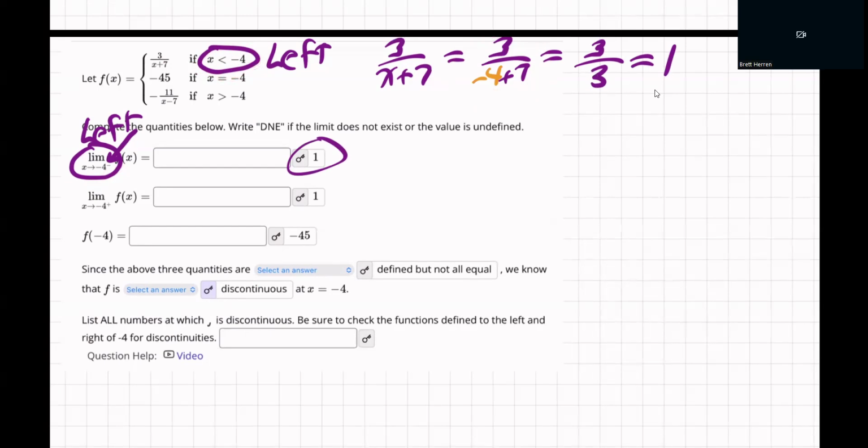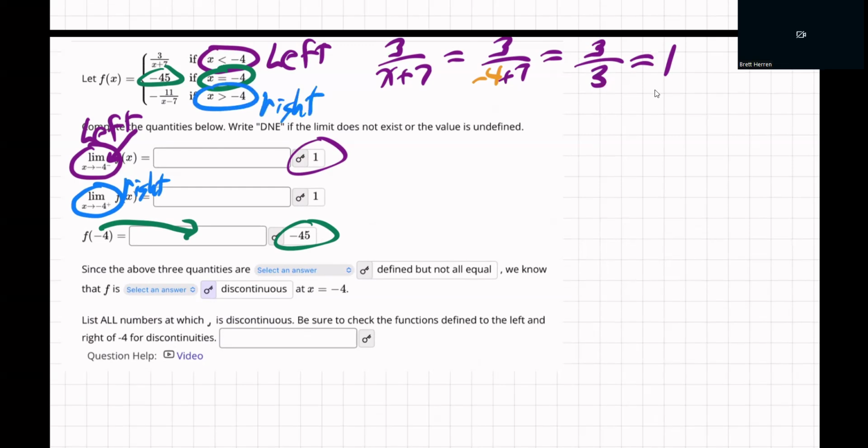Okay. Now, when it's actually at -4, it's just -45. So that's right here. The actual value at -4 is -45. And then the final case is down here. This is to the right, which is this one to the right, greater than -4. See the little plus sign there. So greater to the right of -4. So then we take the function -11 over x minus 7, and we're gonna plug in again the -4 because it's infinitesimally close to it. And that's what a limit is about, what you get infinitesimally close to.